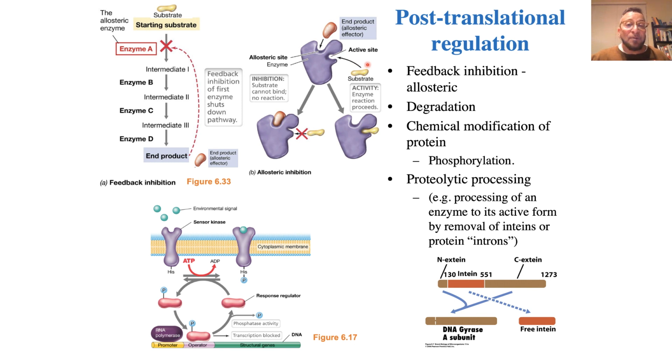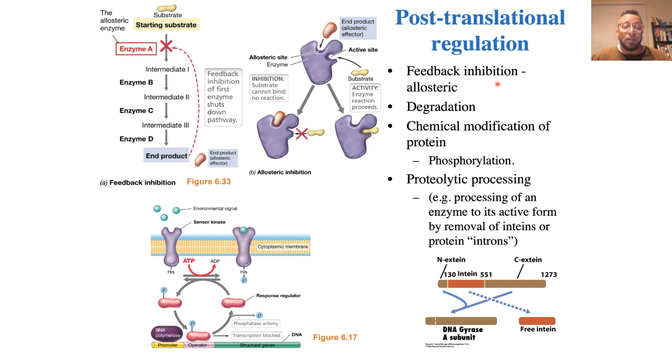In the absence of the end product, the substrate can bind to it and the enzyme is functional. But when the end product is available, it can bind to the allosteric site, changing the conformation of the active site and therefore stopping the pathway. So that's one of the ways that we can look at regulation: feedback inhibition by allosteric means.